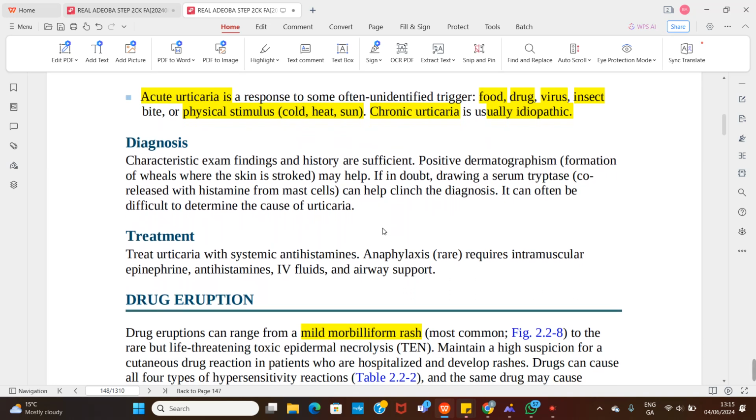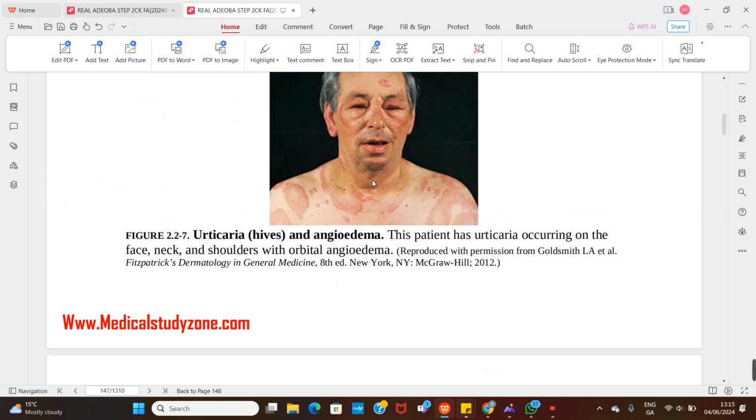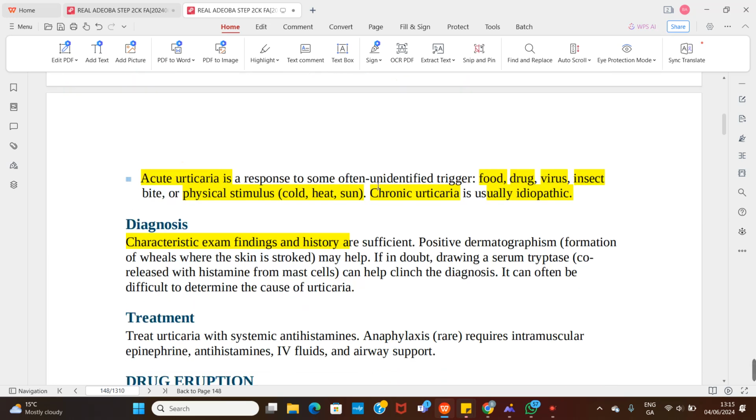So how do you make your diagnosis? You can make your diagnosis by doing your exam and obtaining your history. Get a history of whether the person has taken a particular food, drug, or had a bite from an insect or a bee sting, right? You check the skin lesions. If they look like this exactly, you are dealing with urticaria.